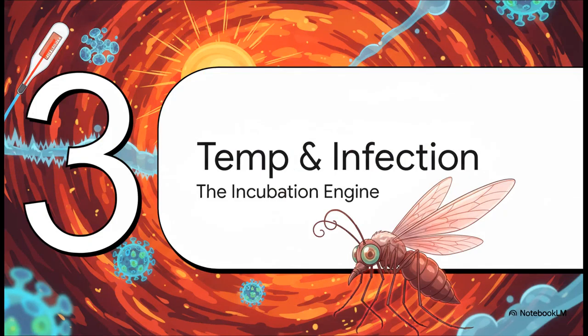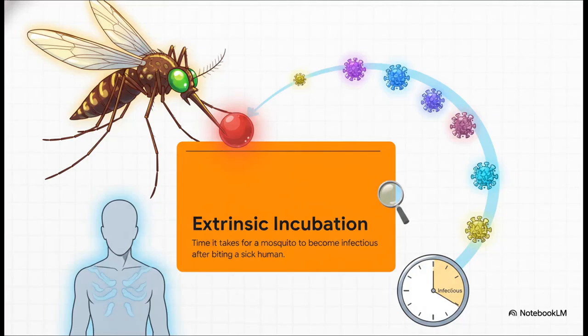Section 3. Temperature and Infection, the Incubation Engine. To really grasp how this spreads, we have to understand a crucial piece of medical jargon, the extrinsic incubation period, or EIP. Usually, when we talk about incubation, we mean the time it takes for a human to feel sick, right? But EIP is completely about the mosquito. It's the exact duration it takes for a mosquito to become fully infectious to others after it has bitten a sick human. The virus literally has to travel through the mosquito's gut and eventually make its way into its salivary glands before that mosquito can pass it on.